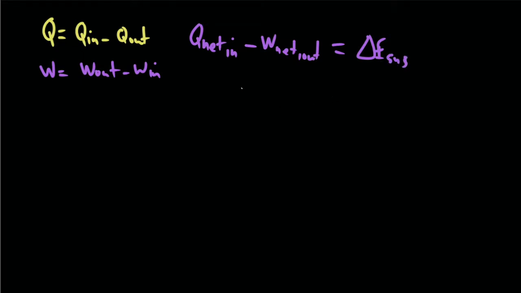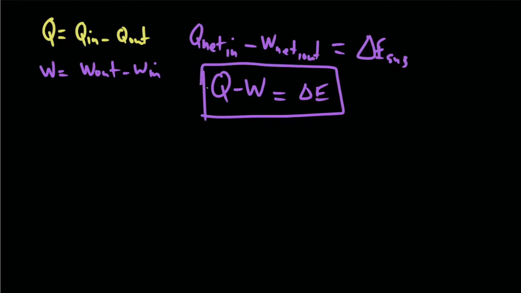But what you'll usually just see is Q minus W is equal to delta E. And this is basically the energy balance of a closed system. Now you have to keep in mind that these require you to use a sign convention, and you have to stick to the sign convention.